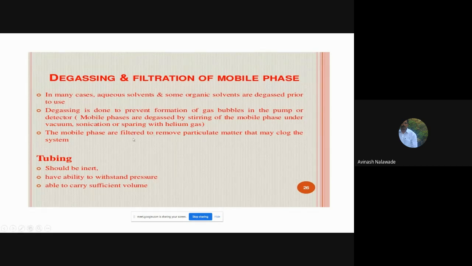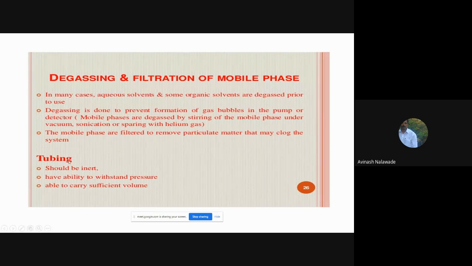Why do we filter the mobile phase? The mobile phase is filtered to remove particulate matter that may clog the system. In order to avoid the clogging of the system, we are filtering the solvent, and in order to prevent the formation of gas bubbles in the pumps and the detector, we are degassing the solvent.